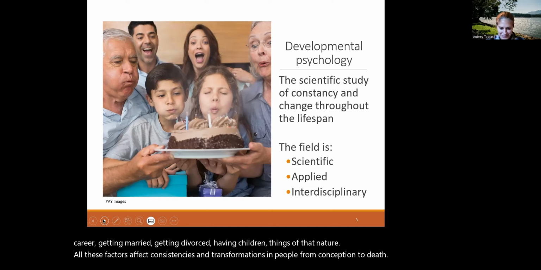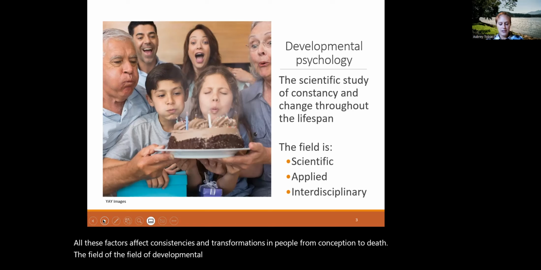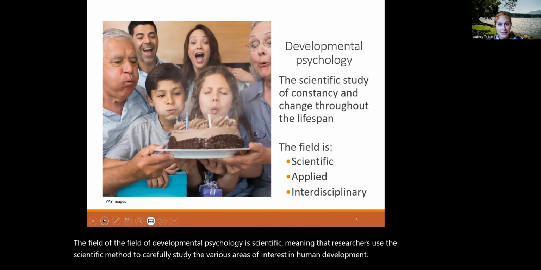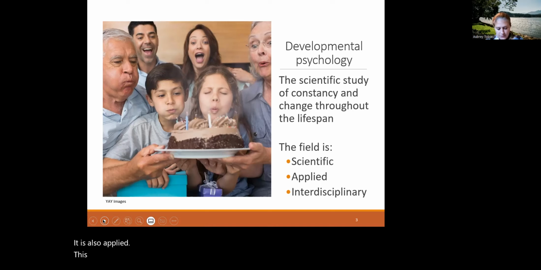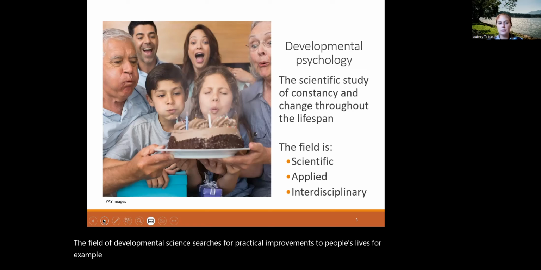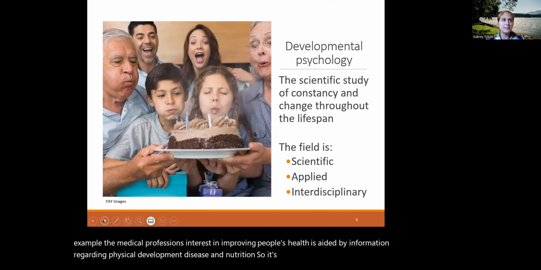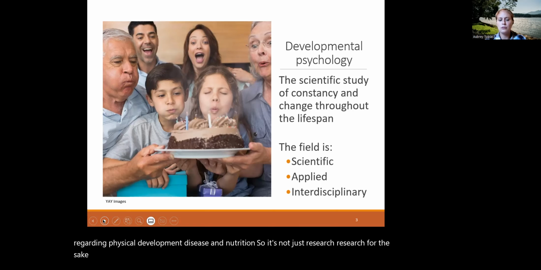The field of developmental psychology is scientific, meaning that researchers use the scientific method to carefully study the various areas of interest in human development. It is also applied. This means that the field of developmental science searches for practical improvements to people's lives. For example, the medical profession's interest in improving people's health is aided by information regarding physical development, disease, and nutrition. So it's not just research for the sake of research. It is research to specifically solve a problem or to improve conditions that currently exist.